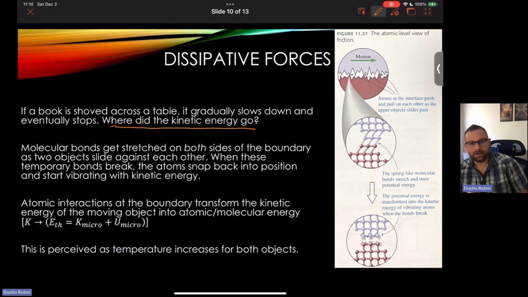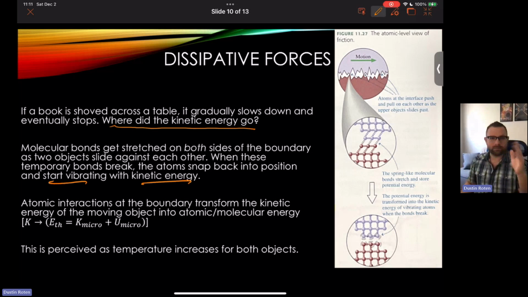So what's going on here is essentially molecular bonds get stretched on both sides of the boundary. Okay, so we have bonds on the table, and we have bonds on the book. As they slide against each other, they actually get stretched. They form temporary bonds that get broken, and as they break, they cause some vibrations in both objects. And that vibration is actually just the added kinetic energy from the sliding.